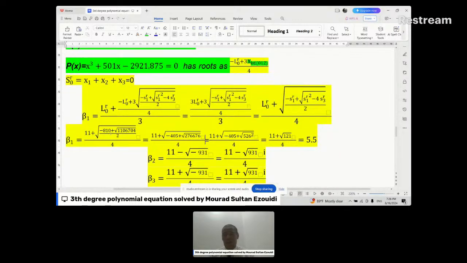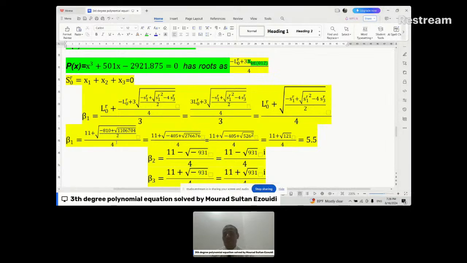So I'm going to focus on this. Beta 1 equal 11, okay, minus 810. From where we got 810, some learners can ask me, Mourad, please, can you explain from where you got 810, okay? And from where you got 1,106,704. Is it random, Mr. Mourad? No, it's not random. With time, we will learn. With time, we will see how it was. Okay, divided by 2. So this one, I'm going to simplify, learners.